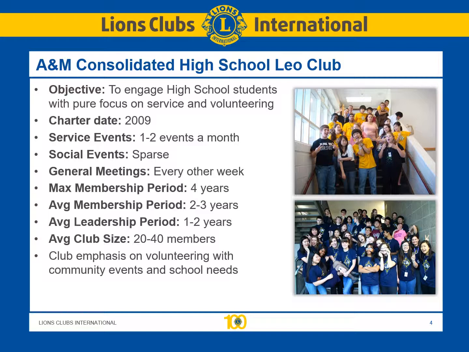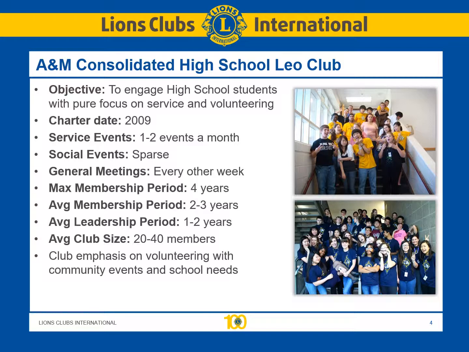The A&M Consolidated High School Leo Club was created in 2009, my junior year of high school, and we created this club because we wanted a club that was solely focused on service. We didn't want it to be a popularity or a social club, where there is already so much of that. We wanted to get back to the basics of volunteering.